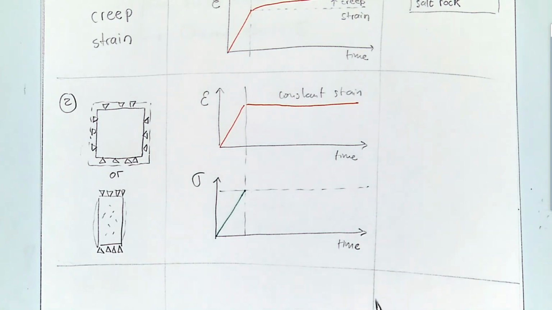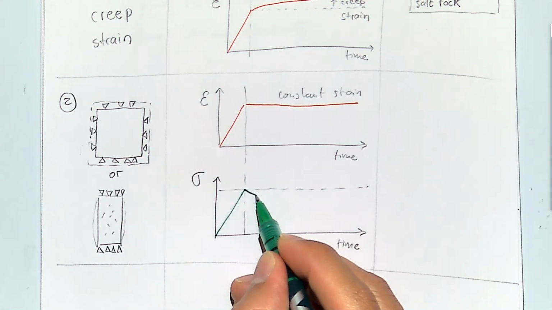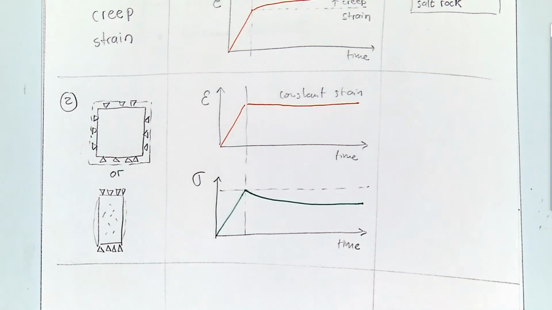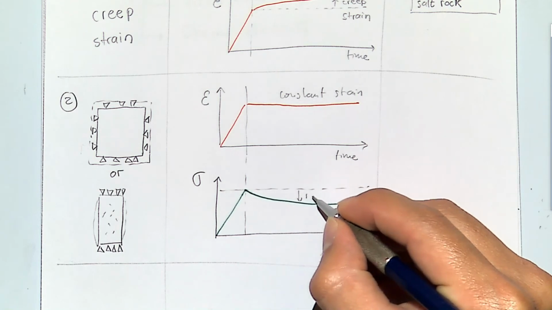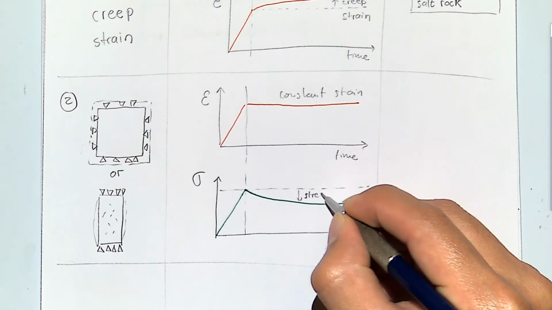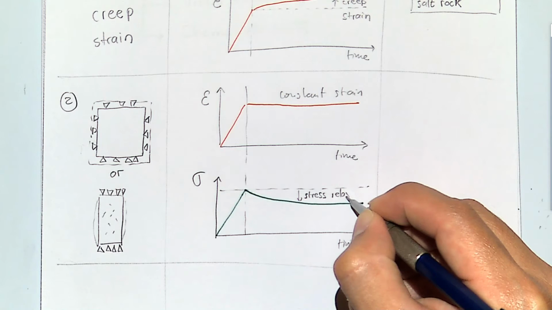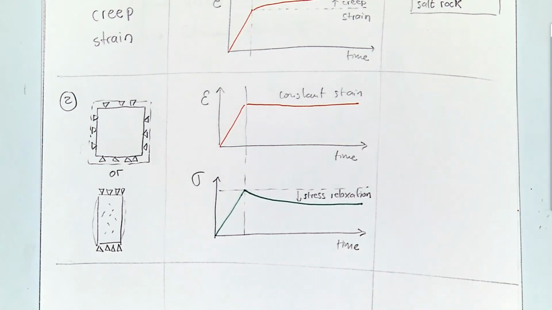And because of that, the stress is going to decrease, and it's going to tend to it also with an asymptotic behavior. And this phenomenon is called stress relaxation. And again, this is because materials don't like to be stressed.